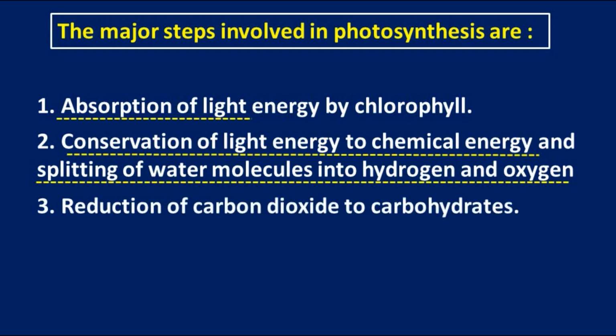Then reduction of carbon dioxide. It means carbon dioxide is finally converted into carbohydrates. This is the final stage of the photosynthesis process: reduction of carbon dioxide to carbohydrate.